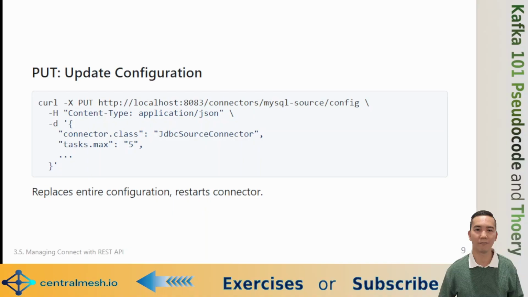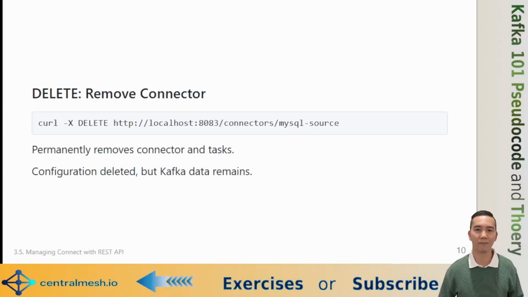Because of this restart, there may be a brief interruption while the connector shuts down its existing tasks and starts new ones. If we no longer need a connector, we can remove it using a DELETE request. This immediately stops all tasks associated with that connector and removes its configuration from the Connect cluster.